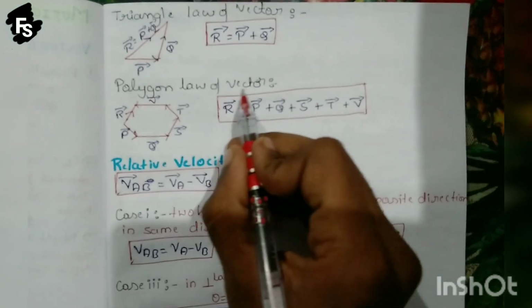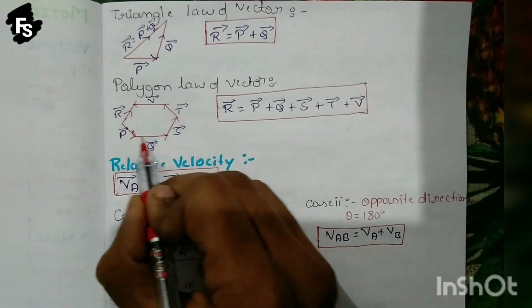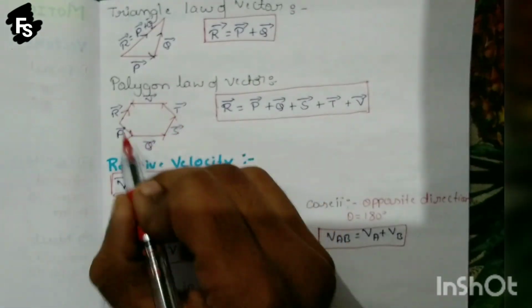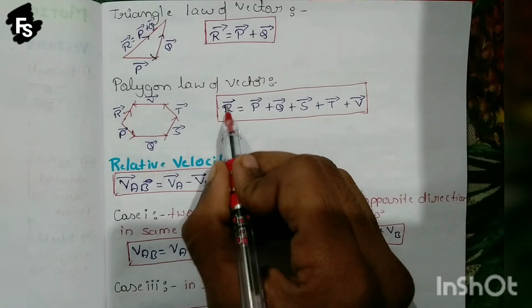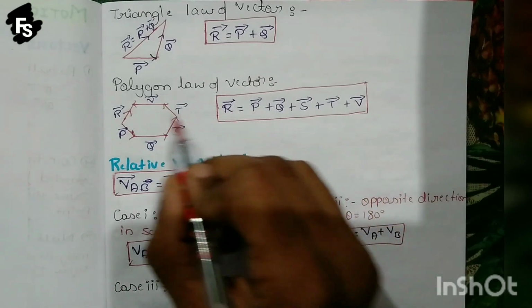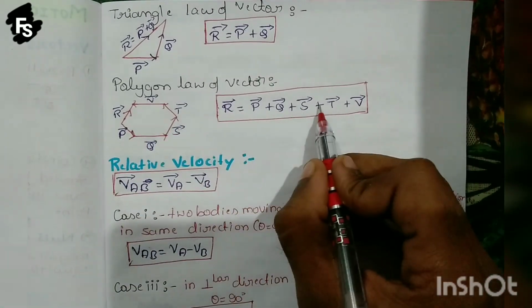For the polygon law of vector addition, consider the polygon. Here all are vectors. This is the resultant vector. Then the resultant vector should be the sum of all, meaning p plus q plus s plus t plus v.